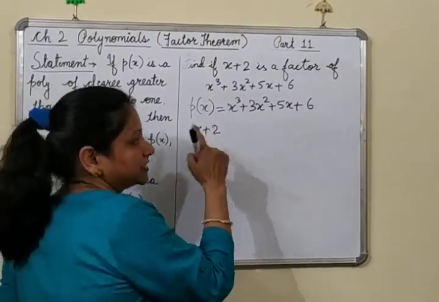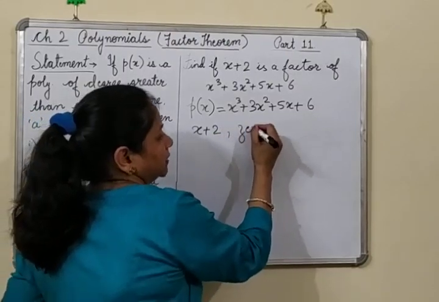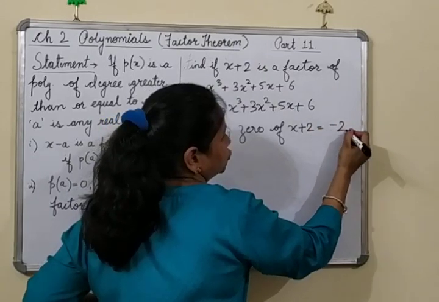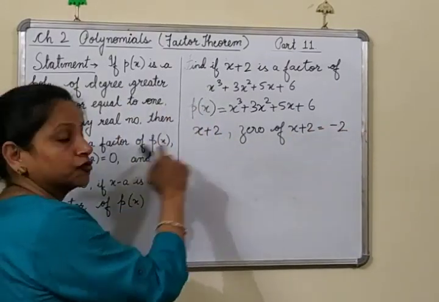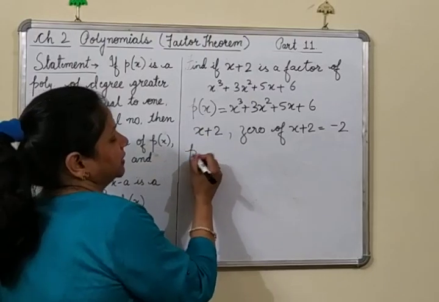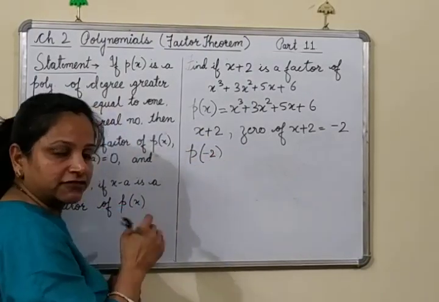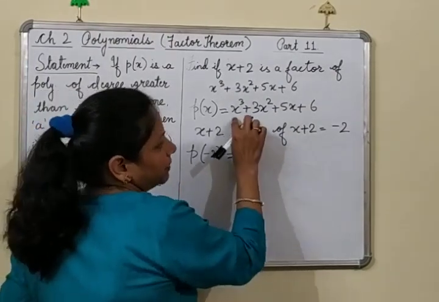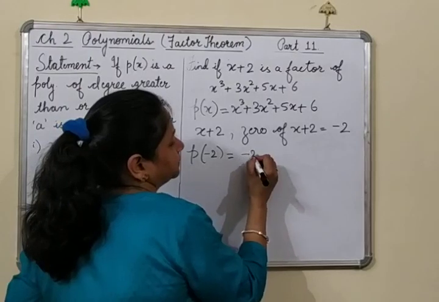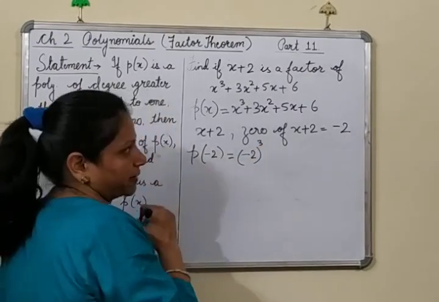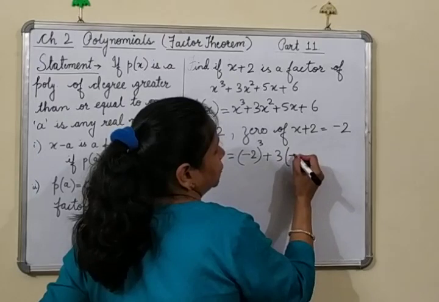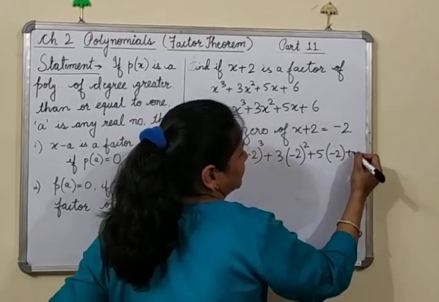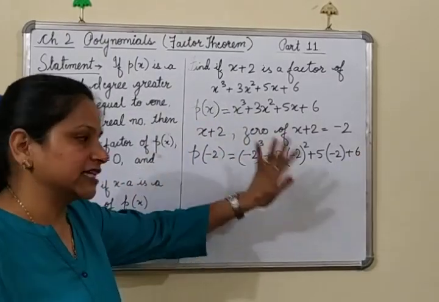So for x plus 2, what is the 0 of x plus 2? 0 of x plus 2 is minus 2. From here the value for x comes out to be minus 2. So we insert minus 2 in place of x. We find p of minus 2. In place of x everywhere, put minus 2: minus 2 to the power 3 plus 3 into minus 2 to the power 2 plus 5 into minus 2 plus 6. Same way as we did in the remainder theorem.